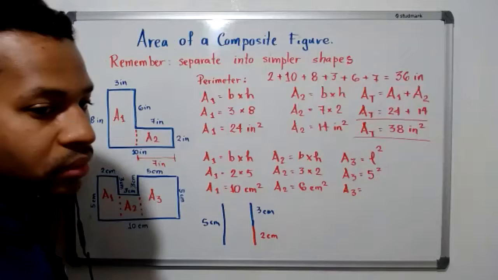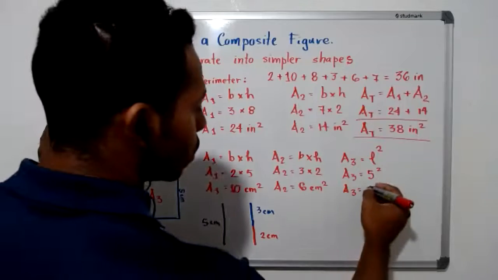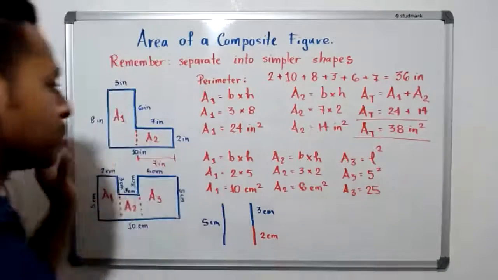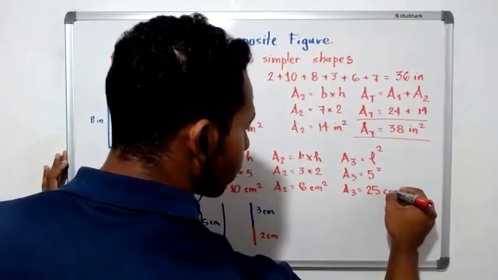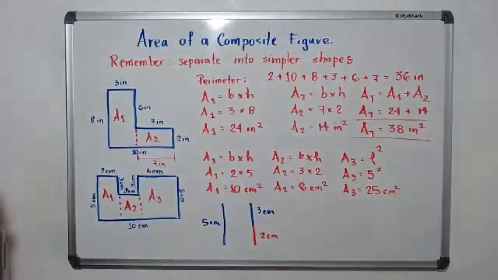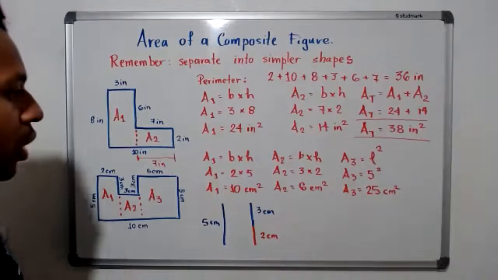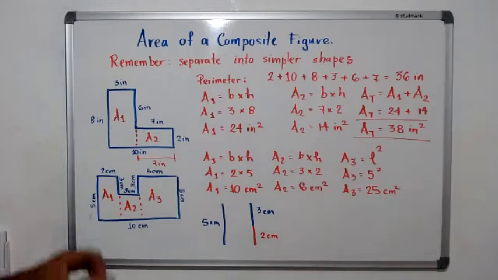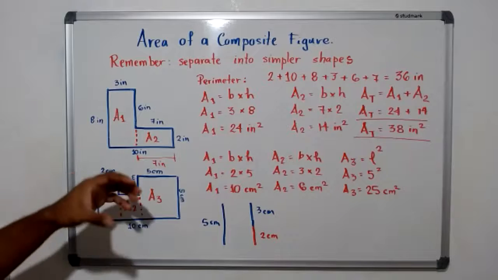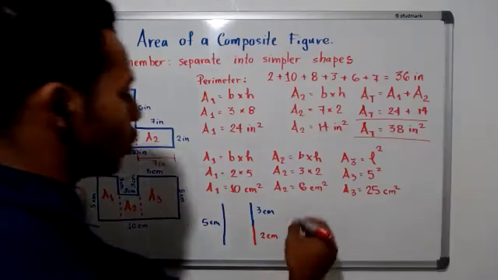Okay? 25. 25 what? Square centimeters. Very good. Okay, we calculate all the shapes. We have the first amount of space. We need to add.